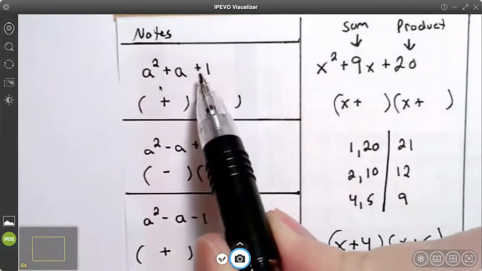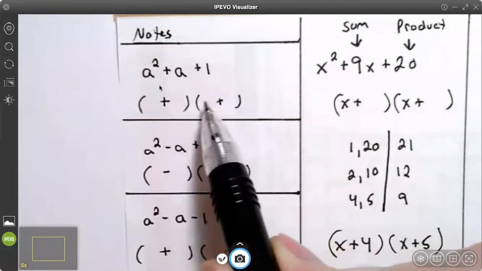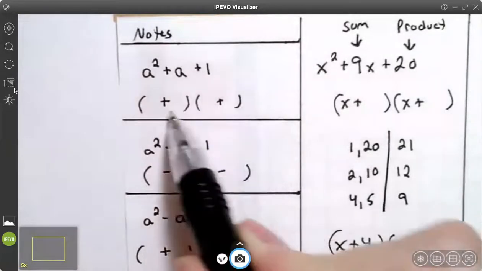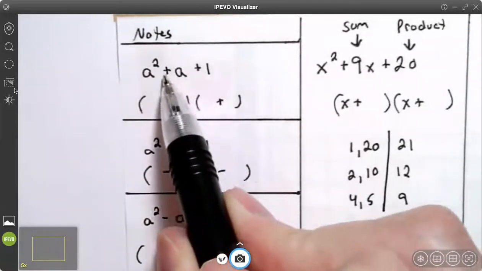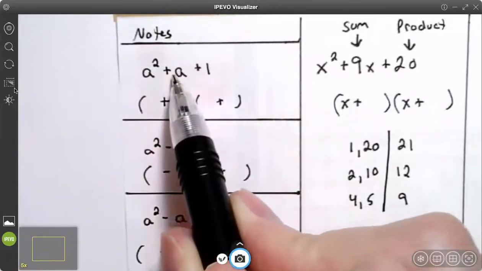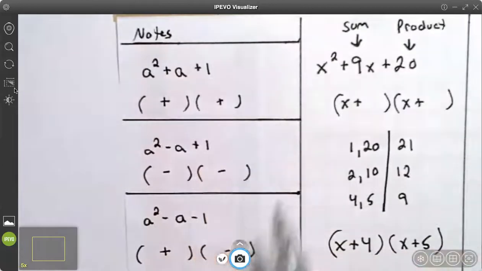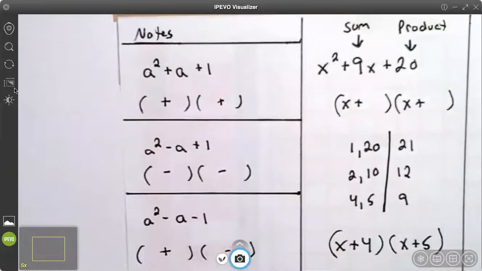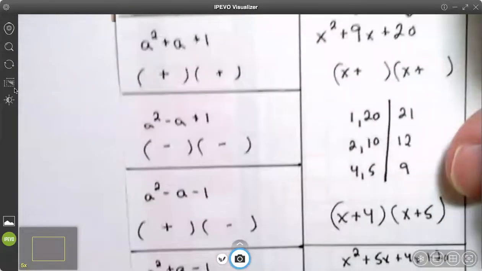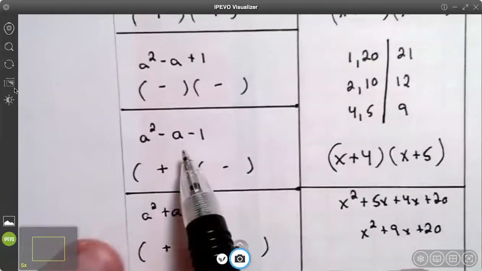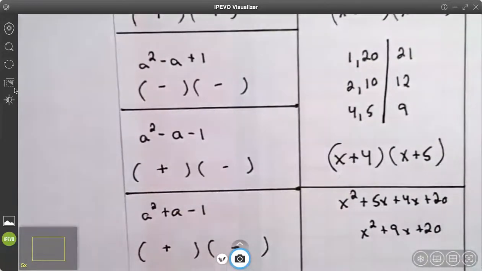This second sign tells you that they're the same. If this is positive, that means both signs will be the same. If they're the same, look at the first sign and it'll tell you what they both are. This says they're the same. This says they're both positive. This says they're the same. This says they're both negative. And if your second sign is negative, then your signs will be different. One of them will be plus, one of them will be minus.